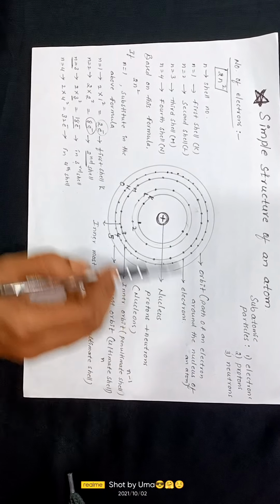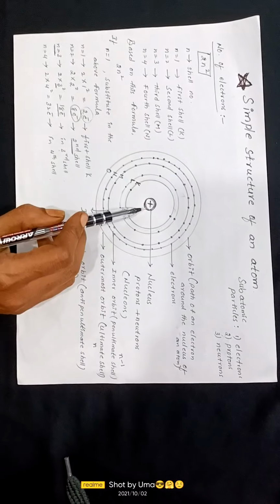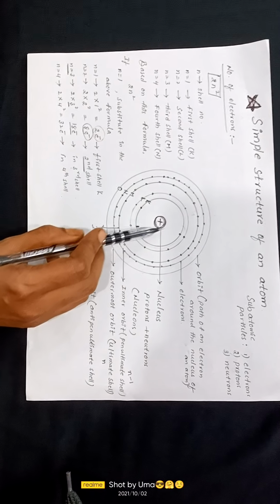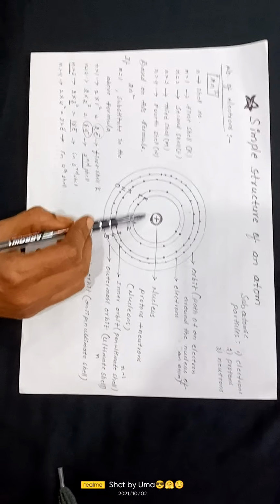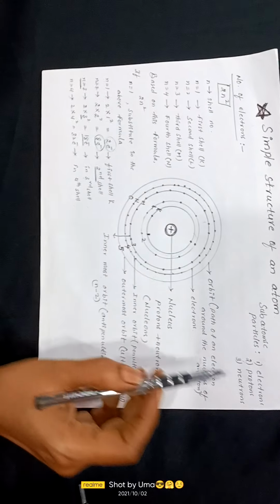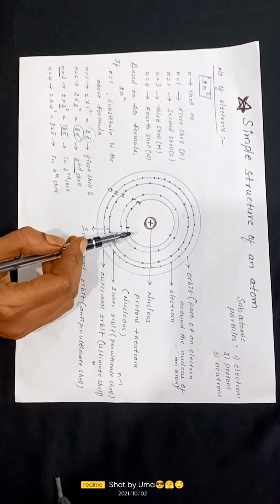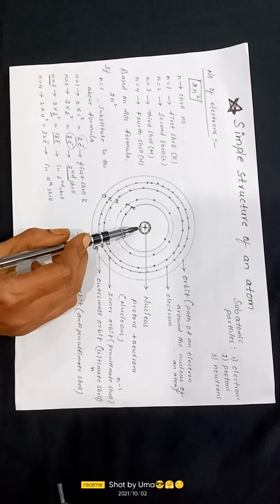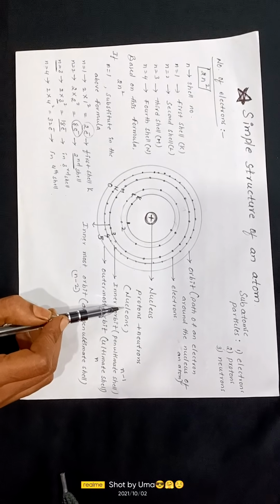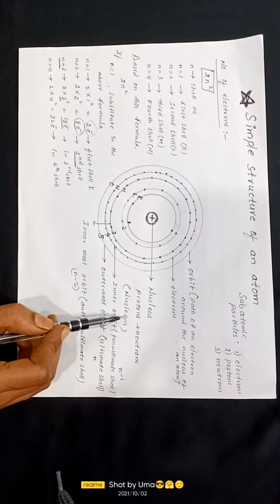Okay children, here protons and neutrons are located in the center part of the atom. The center part of the atom is known as the nucleus. Protons and neutrons both are collectively located in the center part of the atom, so that's why they are known as nucleons.